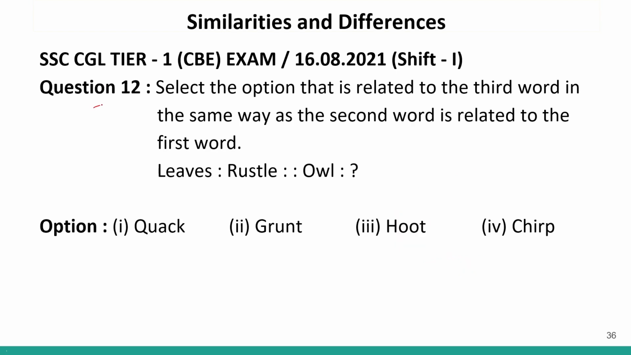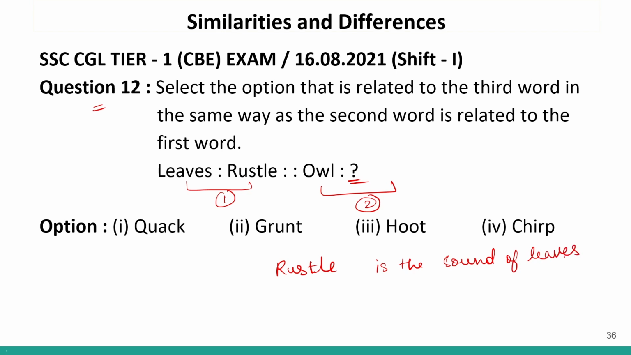Now, question number 12. We have to select the option which is related to this word the same way this word is related to this word. So this is analogy, this is pair 1 and this is pair 2. So if we look at pair 1, we can see that rustle is the sound of leaves. Leaves rustle together. This you have heard in English, right? So rustle is the sound of leaves. Similarly, we have to find a word which is a sound of owl. So if you know that hoot is the sound of owl, our answer will be option number 3, hoot.